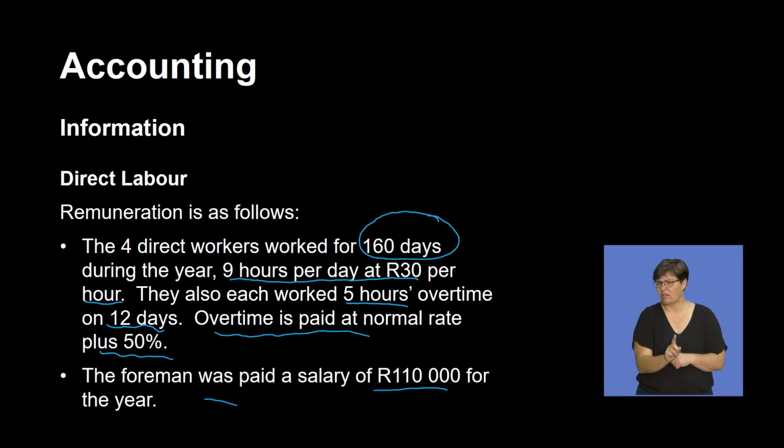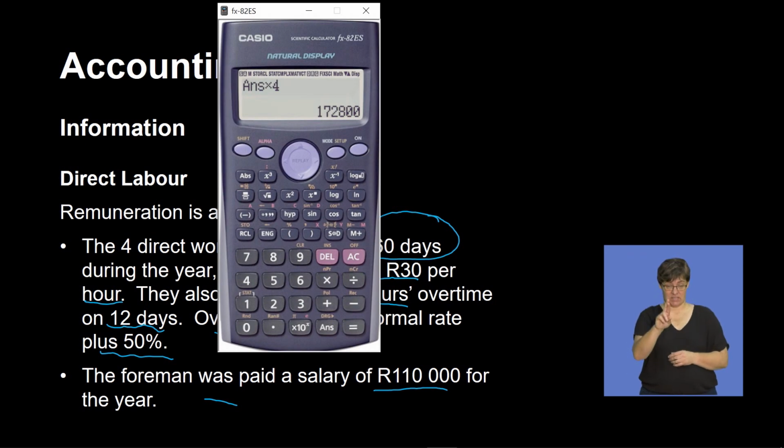The overtime was on 12 days, and they were paid at a rate of 50% more than your normal time. So if your normal rate was 30 rand per day, for overtime it will be 30 plus 50%. 50% of 30 is 15, so it's 45 rand. Now that you have the 45 rand, your overtime rate, times the 12 days, that will give you the 540 times the number of hours.